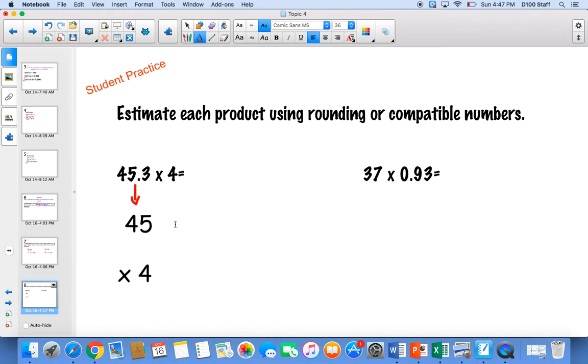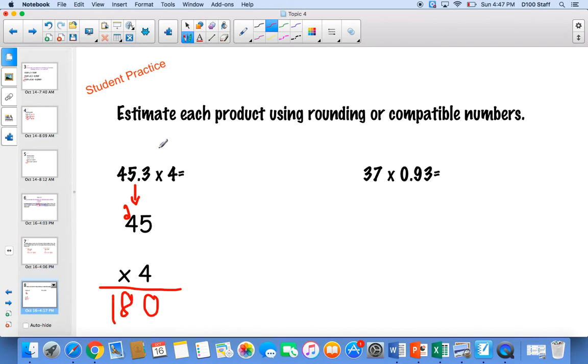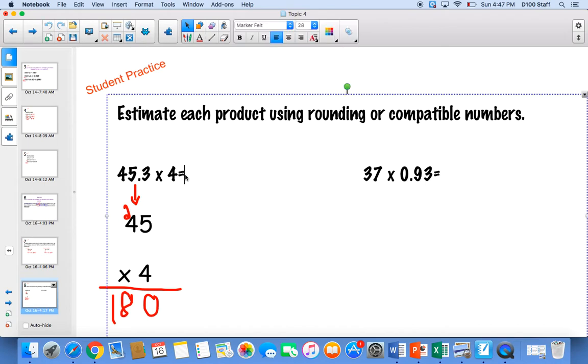Make sure that for this, if you did do this problem, you're lining it up correctly. So 45 times 4, I'm going to start in my ones place. 4 times 5 is going to be 20, so I write my 0, carry my 2. 4 times 4 is 16, plus 2 is 18. So we have 180 as my answer. Like I said, you could have used the number 5. You could have rounded 45 and 3/10 up to 50. So your numbers could be different than this, but about 180 would be an accurate answer.